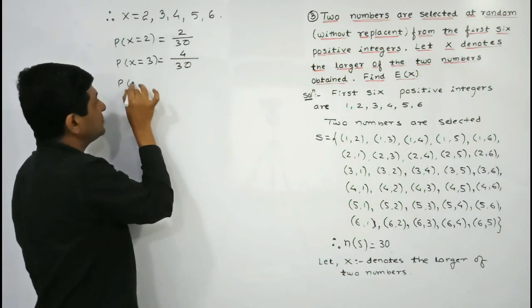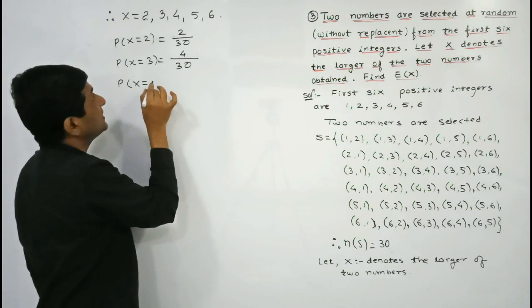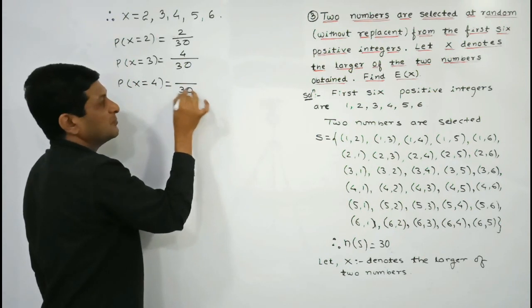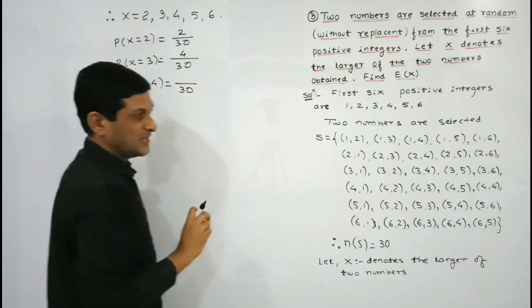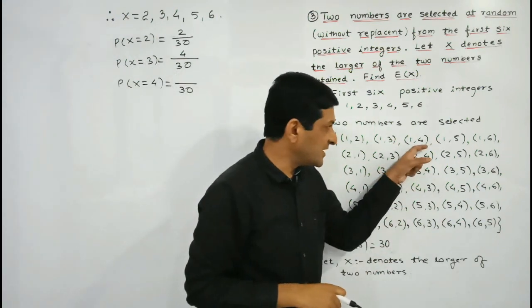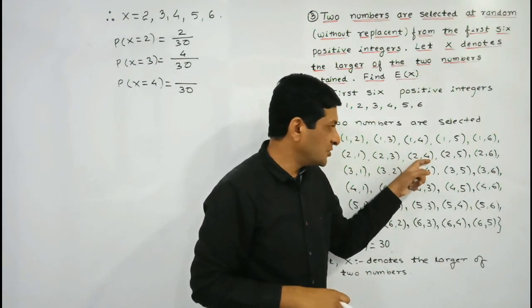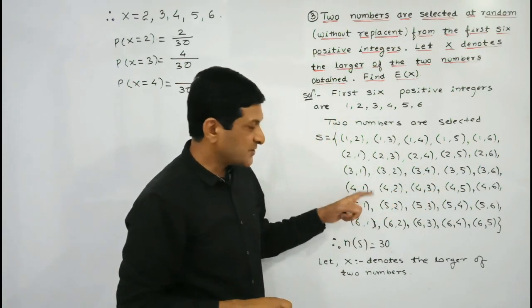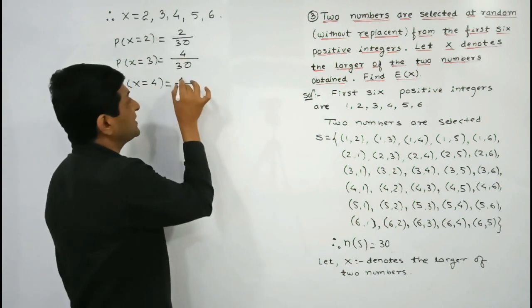Now we are finding P of x is equal to 4. Means probability when the larger number of two numbers is 4. चलो देखो कहाँ पे 4 larger है? यहाँ पे 4 larger है. 1, 2, 3, 4, 5, 6. So 6 elements we are getting in which 4 is larger.